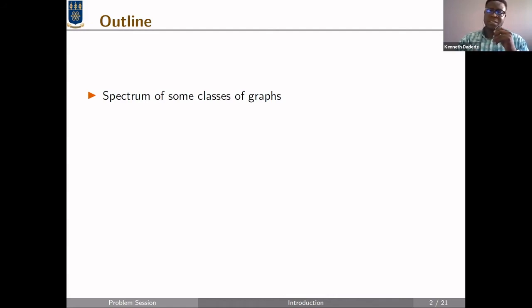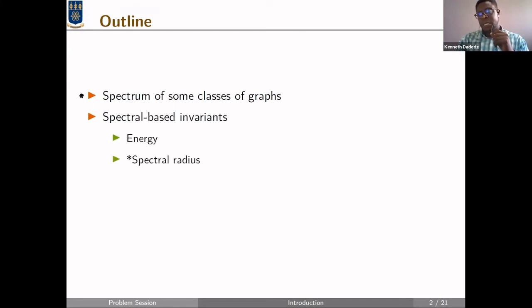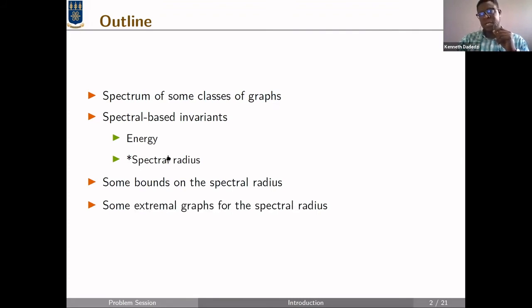So we start with the spectrum. Of course, we would like to know more about some graphs, and then how to compute their spectrum. I will also discuss some problems related to spectral-based invariants. Stefan talked a lot about energy, and now I will introduce some problems on the spectral radius. So we talk about some bounds on the spectral radius and also some extremal problems on the spectral radius, right? So let's start with our problem one.